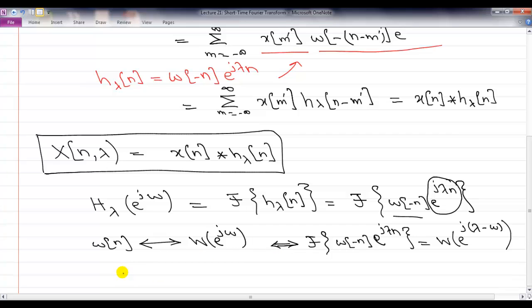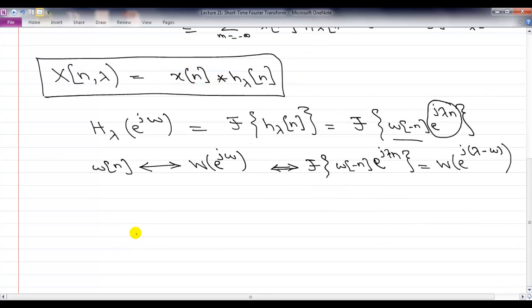Okay, now let's ask ourselves, keep this in mind, that the Fourier transform of this h lambda n is nothing but this windowed function, the Fourier transform of the window function shifted to a different location. Now, I can always write, so remember the relationship between convolution and the Fourier transform. What is the relationship? Convolution in time equals multiplication in the Fourier domain.